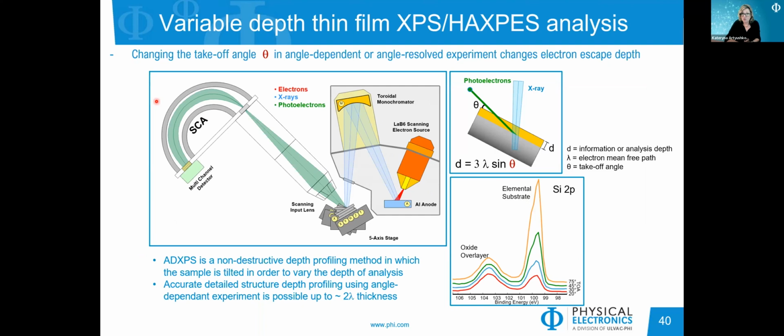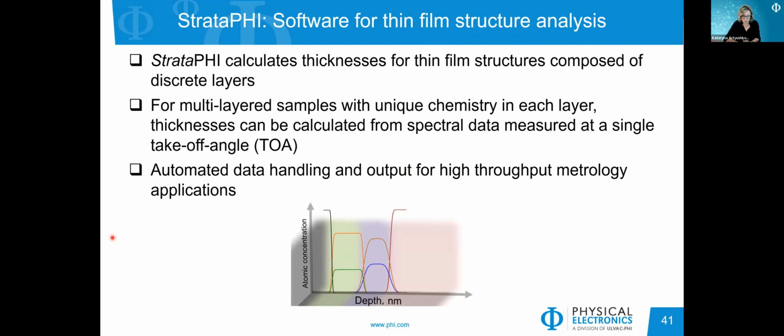We all know the advantages of angle-dependent XPS, but we can do exactly the same using the chromium source. We can do a variable angle or angle-resolved experiment by changing the escape electron depths by tilting the sample. So it's a non-destructive way to probe thicknesses of multiple-layer or single-layer structures. A few years ago, we introduced a new package called StrataPHI that allows calculations of thicknesses for thin film structures.